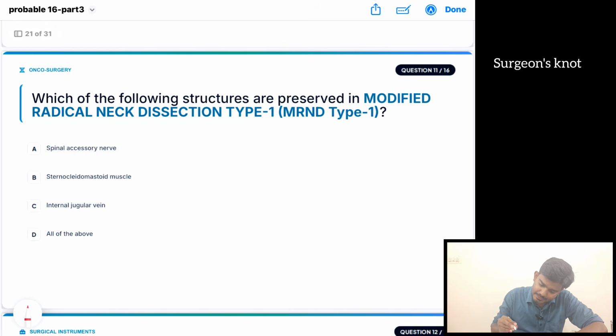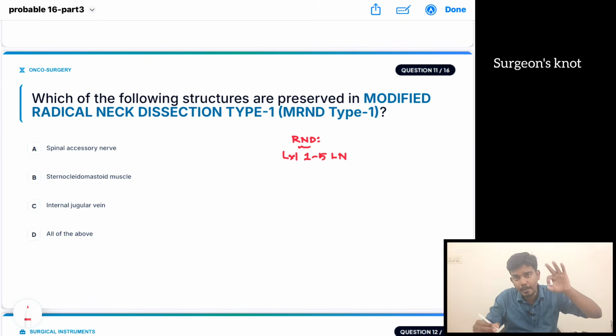Which of the following structures are preserved in modified radical neck dissection type 1? What is radical neck dissection? Radical neck dissection involves removal of level 1 to 5 lymph nodes with 3 extra lymphatic structures: spinal accessory nerve, sternocleidomastoid and internal jugular vein. ஒரு nerve, ஒரு muscle, ஒரு vein. இதையே remove பண்ணிட்டு submandibular gland along with a part of parotid is removed in radical neck dissection.